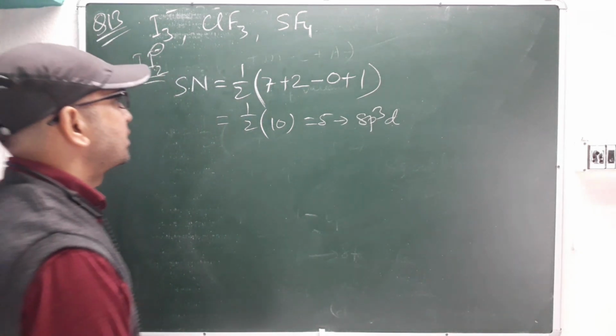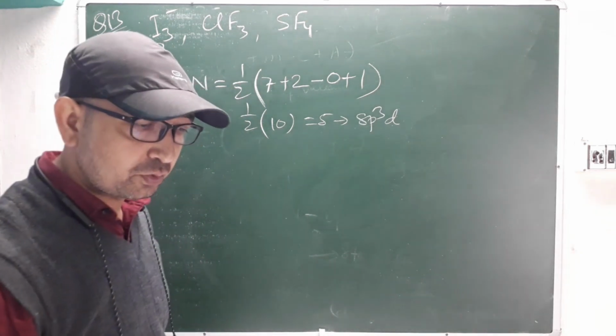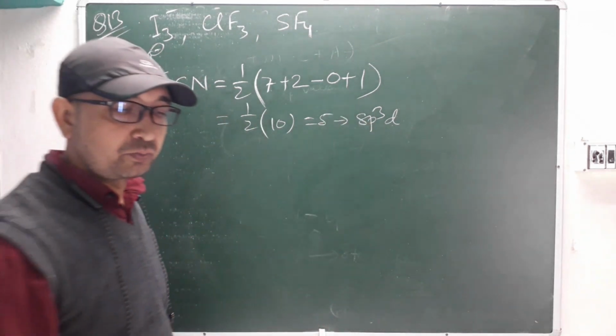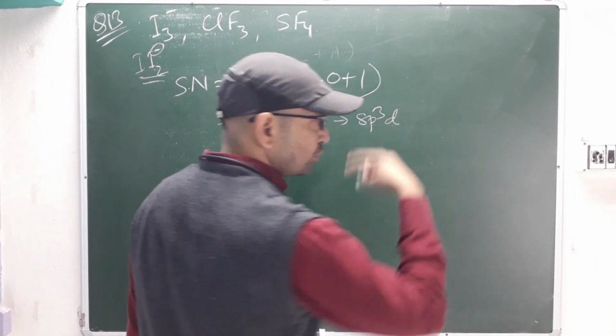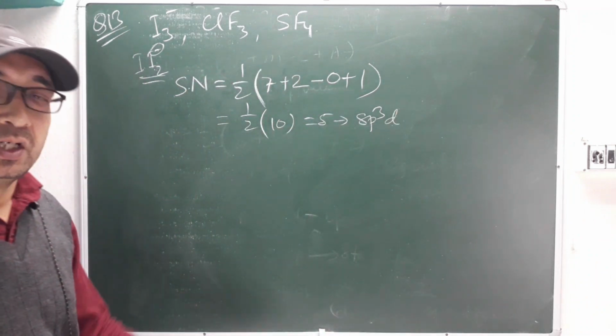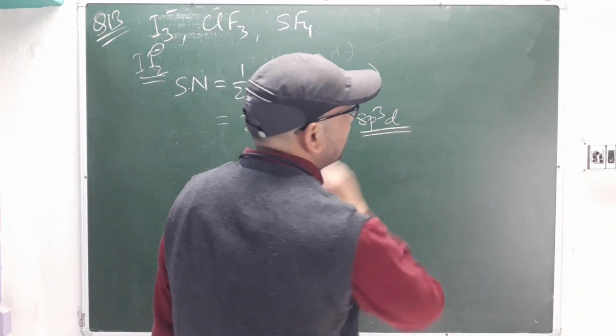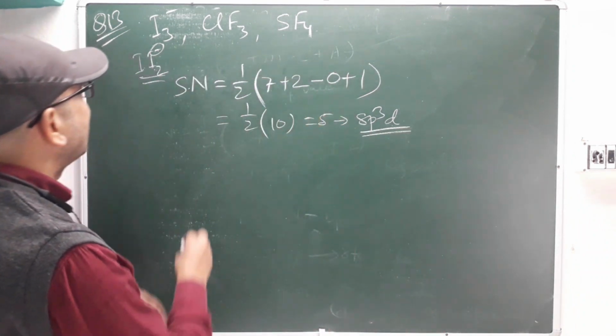Now, is it your geometry, right? They have asked for structure or geometry? They asked only the hybridization of the central atom. Only hybridization they have asked. Nothing to do with the rest, no need to find the number of lone pairs or the shape of the molecule. This hybridization itself is enough. So I3 minus we have done.